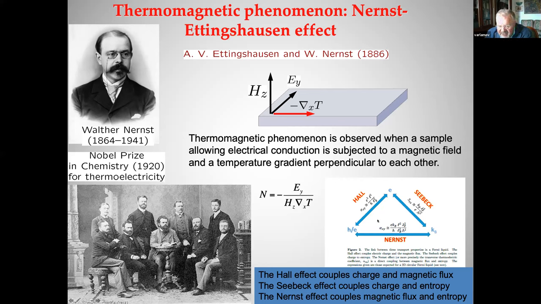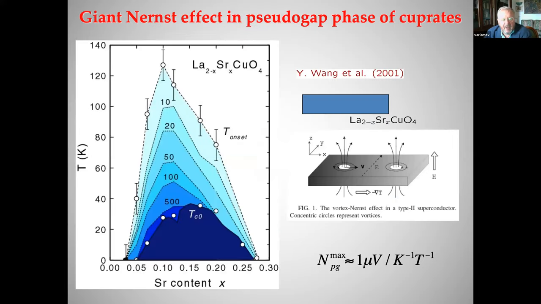In some sense, you can consider the triad between the Hall, Seebeck, and Nernst coefficients, the link between three transport properties in a Fermi liquid. The Hall effect couples charge and magnetic flux. The Seebeck effect couples charge and entropy. The Nernst effect couples magnetic flux and entropy. Very good.